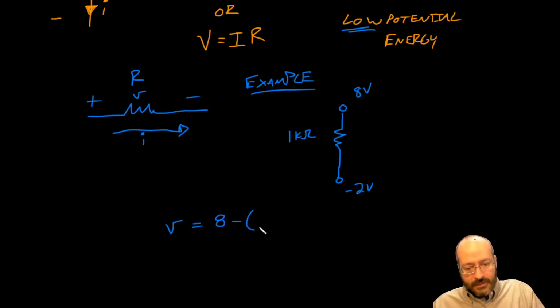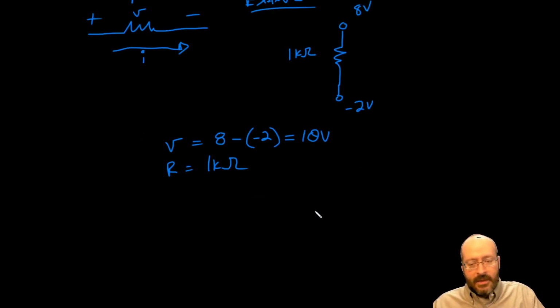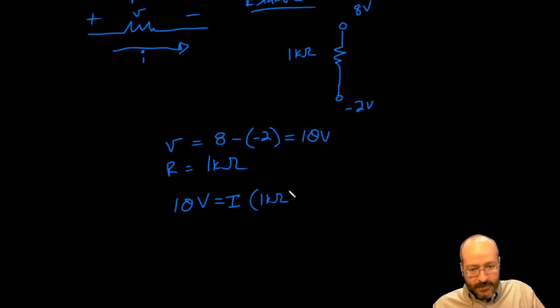Okay, what we're interested in here is the voltage across this resistor. So if I have 8 volts here and I have negative 2 volts here, across it I have the difference between the two, right? So it's going to be 8 minus negative 2, also known as 10 volts, and the resistance in this case is 1 kilo ohm. Okay, then according to Ohm's law, we have 10 volts. Okay, we want to find our current. It's going to be a constant because our voltages are constant, and we have a 1 kilo ohm resistor.